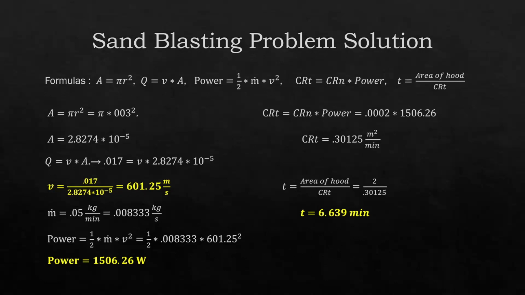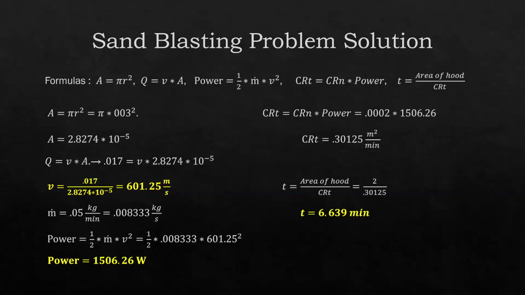Now to calculate the power, we need to use the power equation, obviously, but first we need to convert the mass flow rate into kilograms a second instead of kilograms a minute. So you do that simple conversion right here, plug in the numbers to get the power that is leaving the nozzle, which is 1,506.26 watts.